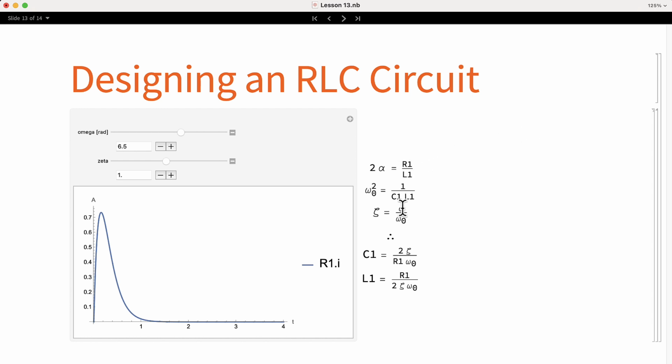We can replace the value of alpha in the first equation in order to express the formulas in terms of zeta. Then we can solve the resulting two equations in order to obtain C1 and L1. Since we are one equation short, we need to provide the value of R1. Here I have a simulation that calculates the values of capacitor and inductor for the input natural frequency and damping. The value of R1 is set to be 1 ohm. As I change the parameter omega 0, we can see how the frequency changes without changing the peak.